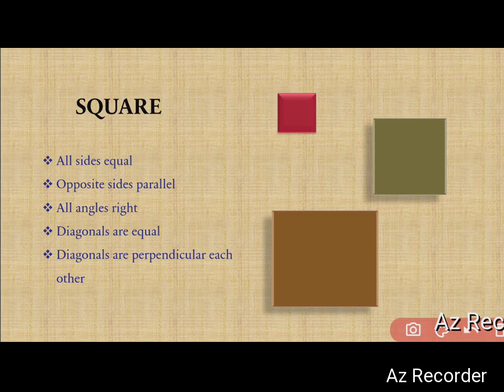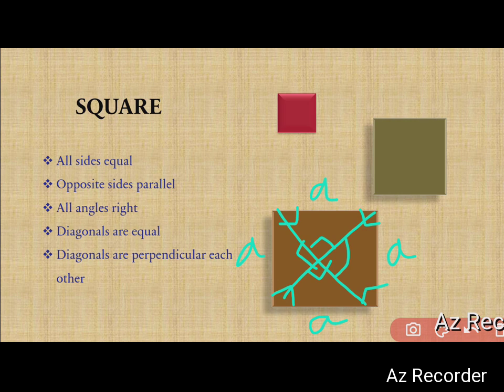That is, if this is a square with a length A, then all four sides have a length A. Then the two diagonals are perpendicular to each other. That is, the angle between the diagonals is 90 degrees. All four angles of the square are also 90 degrees. These are the peculiarities of a square.